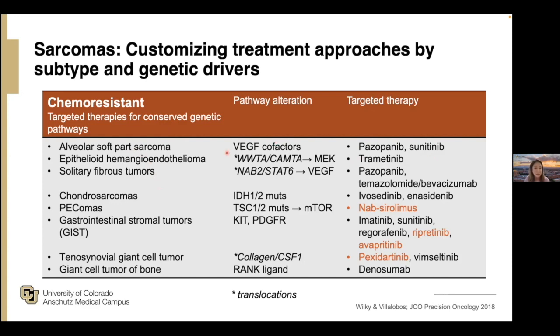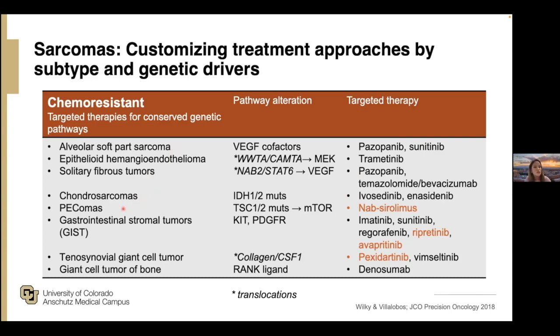So just to show you a few examples, several sarcomas are closely associated with something called vascular growth factor or blood vessel pathways, so VEGF-related disease. These can respond to VEGF targeting chemotherapy pills like solitary fibrous tumors and alveolar soft part sarcoma. Chondrosarcomas, these are cartilage cancers. They often have IDH1 or 2 mutations, and we can take advantage of drugs that are recently approved for other cancers like leukemia that have IDH mutations.